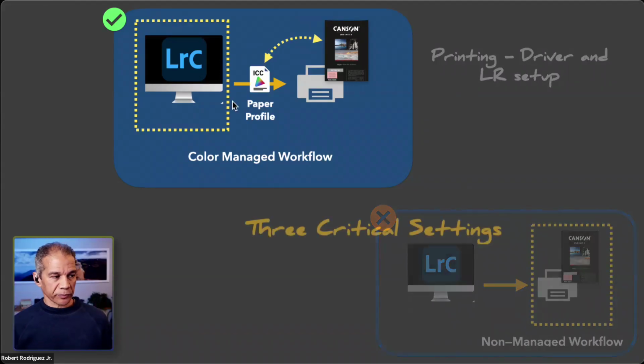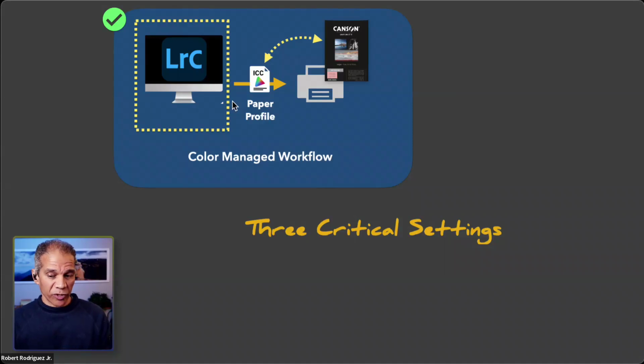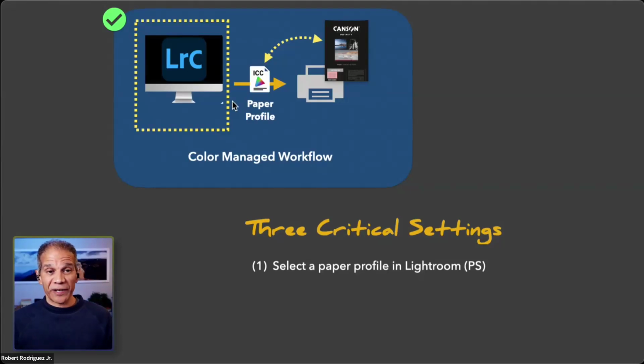Now, in a color managed workflow, in terms of setting up Lightroom and your printer, there are three critical settings. The first setting is that you must select the profile in Lightroom. All right. If you don't have a profile selected in Lightroom, then Lightroom can't manage the color because it doesn't know how to transfer the colors, how to translate the colors to the printer based on the paper that you're using. So that's critical step number one. You have to make sure you select the profile.